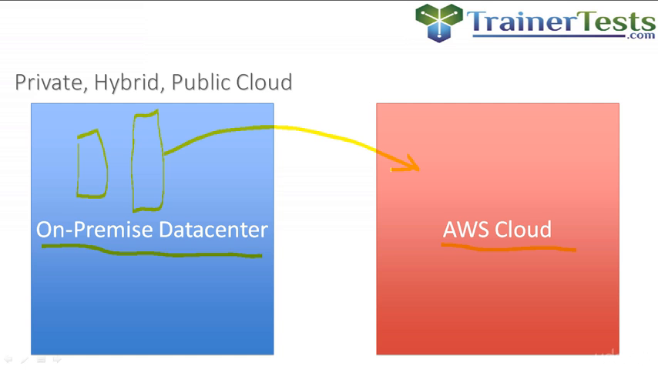But those are three terms that you really need to understand, right? Private cloud, that's our on-premise data center that is virtualized. Public cloud is a service provided by a third party, such as AWS. And hybrid is when we have a little bit of each.